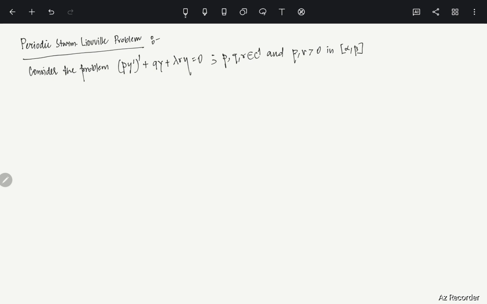And for the boundary data, in this case what we are going to do is a little different. Since we are talking about the periodic Sturm-Liouville boundary value problem, we will take p of a equals p of b. This is the condition on p, along with p and r positive, and p sufficiently smooth on the interval [a, b].